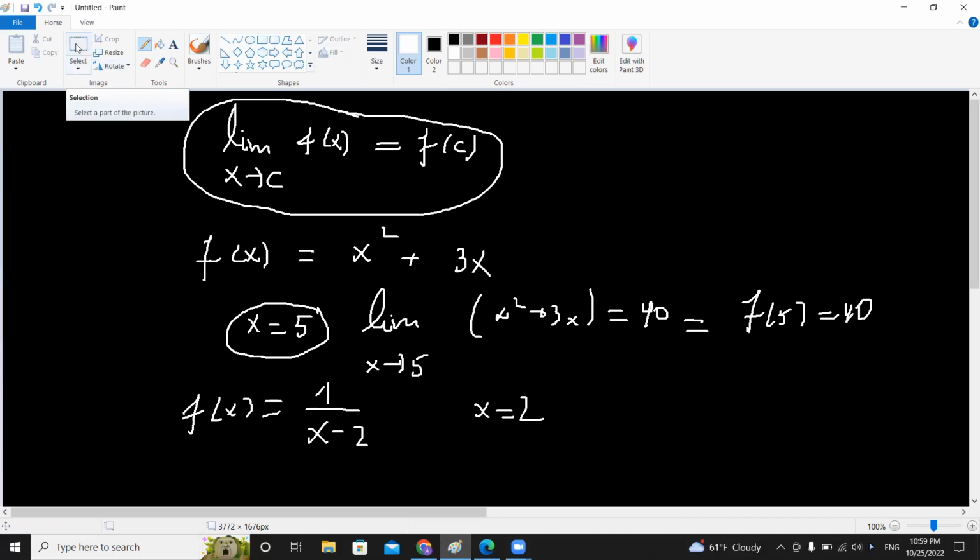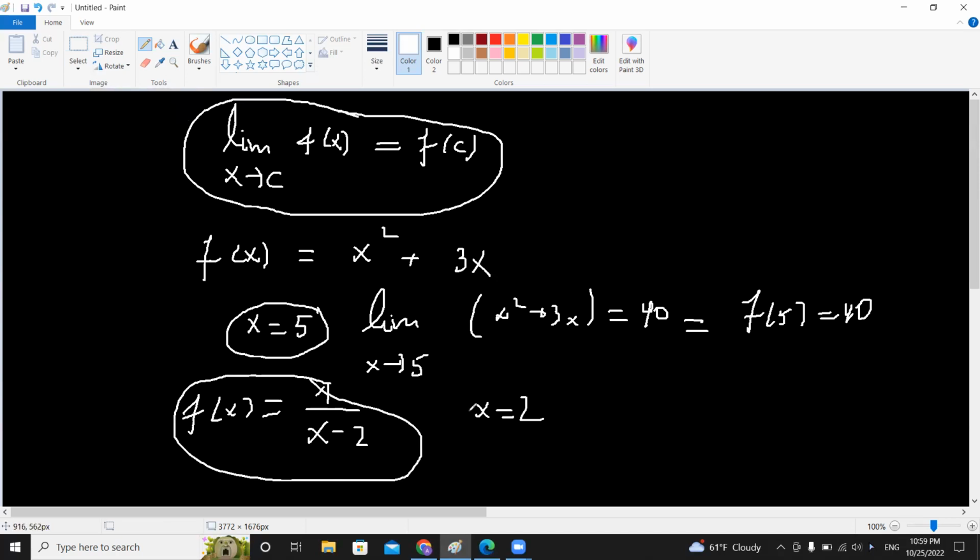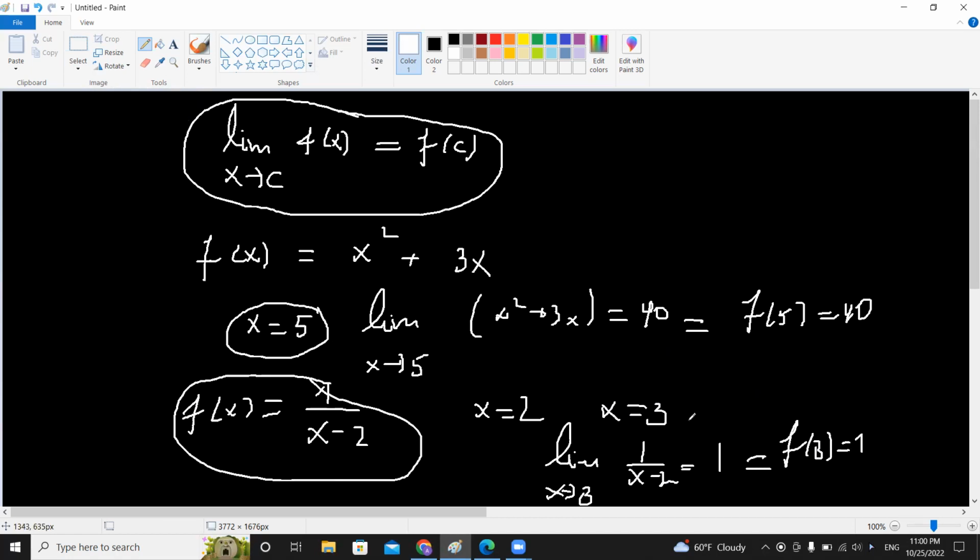So the definition is violated. It means that this function is discontinuous at x equals 2. But for other points, for example, if we take x equals 3, then the limit as x tends to 3 of 1 over x minus 2 is going to be equal to 1, and f(3) is also 1. So they are equal. At any other point rather than 2, we have continuity.